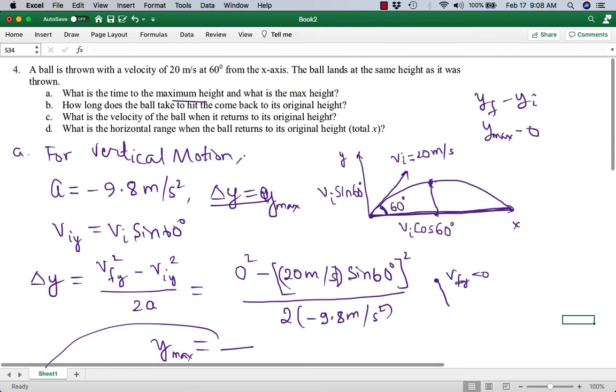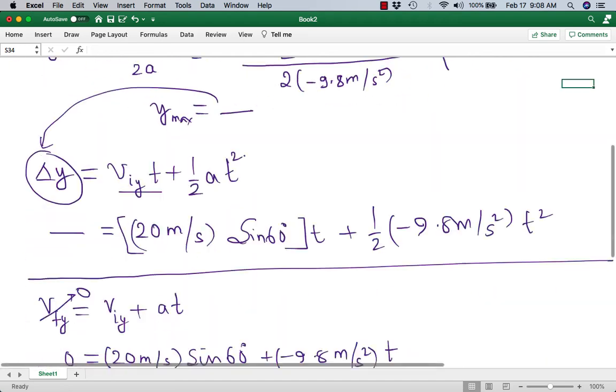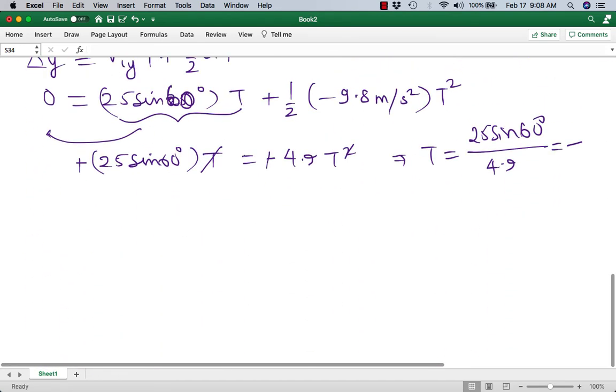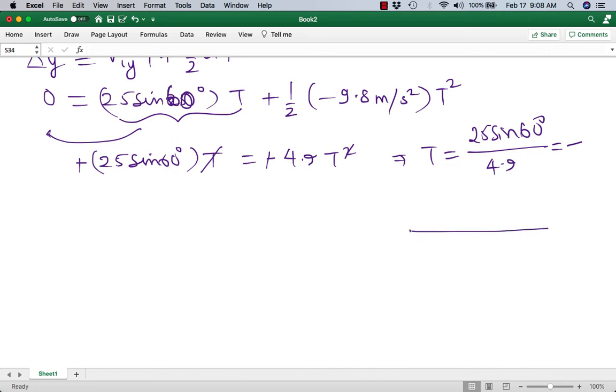So let's look at part C. What is the velocity of the ball when it returns to its original height? Okay, so when the ball returns to its original height, it will have two components. Okay, so it will have this component of the velocity, which is always the same. Okay, so there is the x component, which is 25 cosine 60 degrees, and for the vertical motion the velocity is not constant.